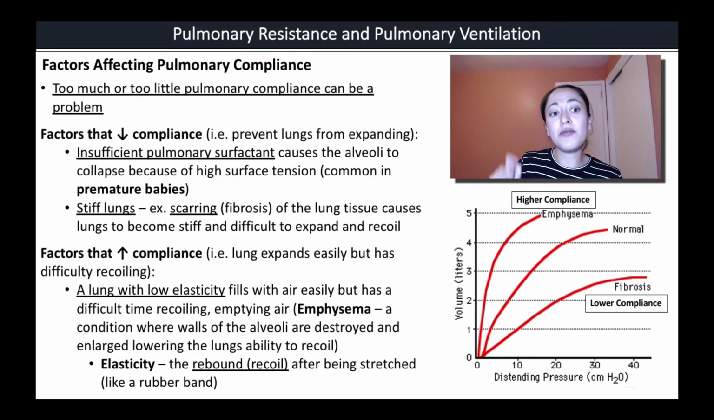In summary, factors that decrease compliance prevent the lungs from expanding easily. This includes insufficient pulmonary surfactant, which makes your alveoli too clingy, and also having really stiff lungs. That's going to decrease compliance. Factors that increase compliance are ones that lower the elasticity, so the lungs don't recoil very easily. They just expand really easily.